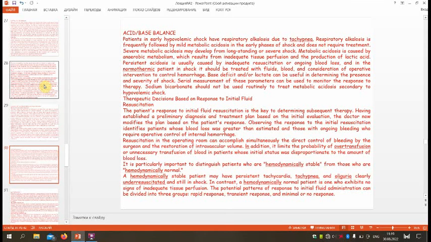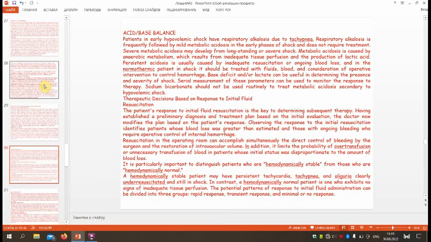It is particularly important to distinguish patients who are hemodynamically stable from those who are hemodynamically normal. A hemodynamically stable patient may have persistent tachycardia, tachypnea, and oliguria, clearly under-resuscitated and still in shock. In contrast, a hemodynamically normal patient is one who exhibits no signs of inadequate tissue perfusion.